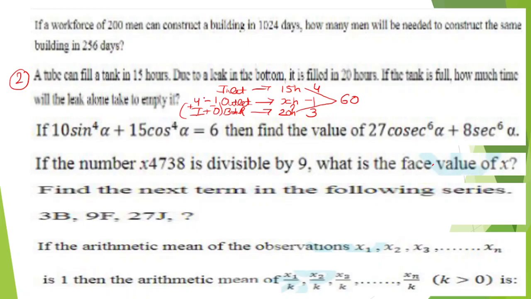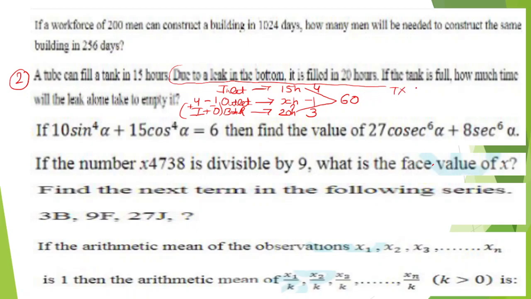Okay, so I think you are able to understand what we did here. We have to understand the language. This language, due to a leak in the bottom, it is filled in 20 hours, it means both pipes are open, both pipes are working simultaneously. Okay, if the tank is full, how much time will the leak alone take to empty it?